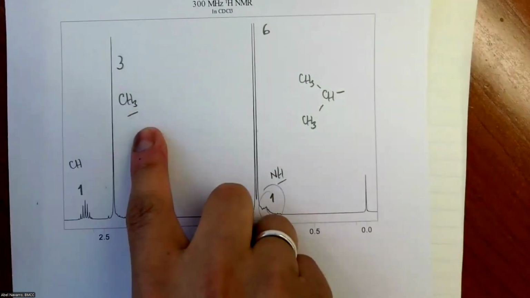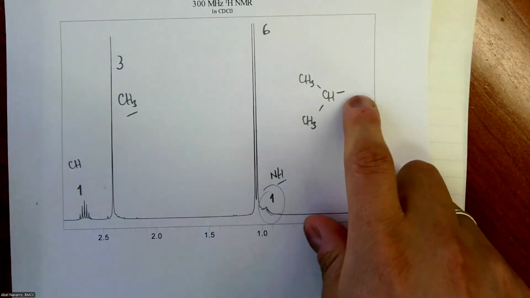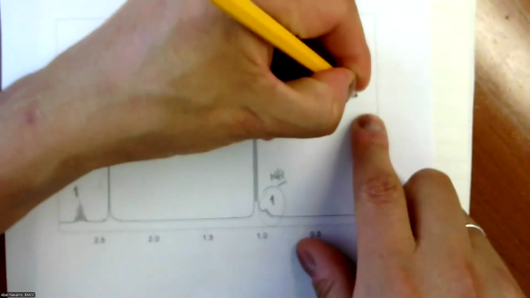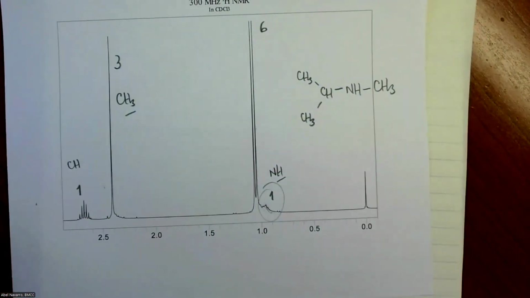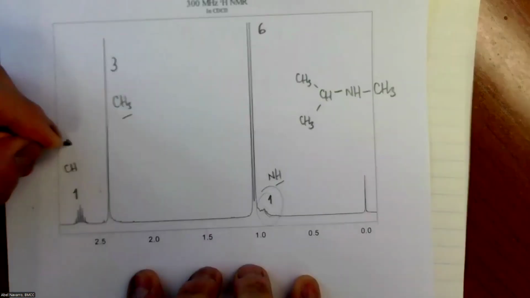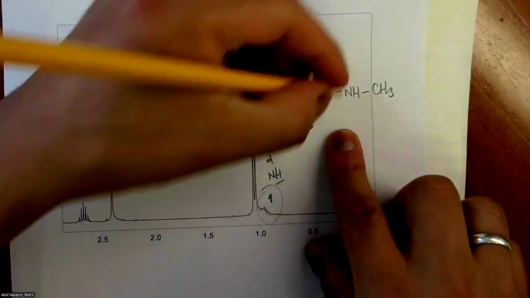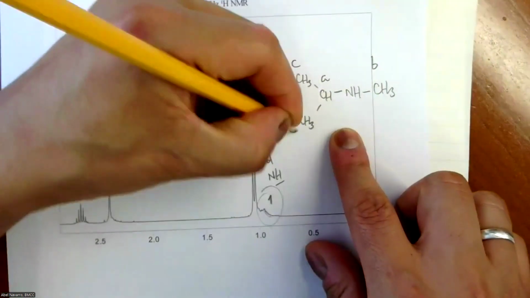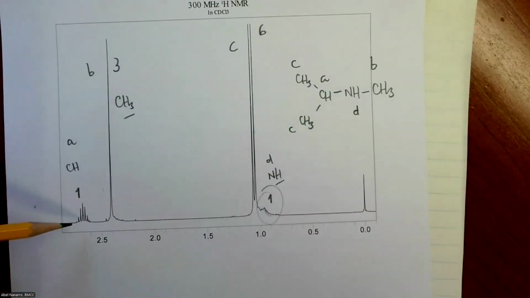Okay, so I need to put the CH3, but I cannot put the CH3 here because if I put it here, I will ruin the splitting. So what am I missing? The NH and then the CH3. A, B, C, D. A, B, C, D. Okay, so how can I corroborate that that is the authentic chemical shift?